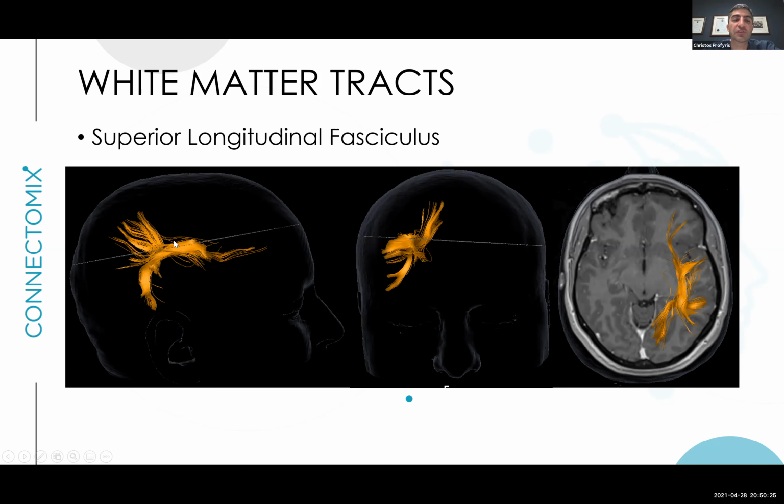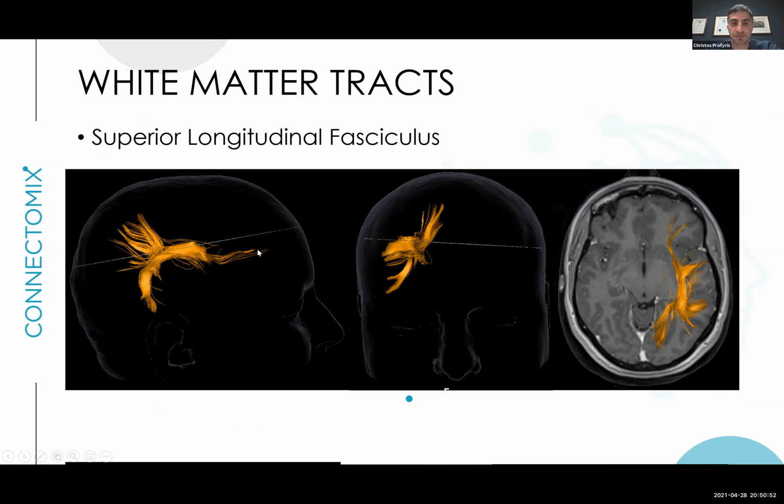SLF3. So SLF1 connects the superior parietal lobule to the premotor areas of the brain. The SLF2 connects the inferior frontal lobule to the middle frontal gyrus areas. And then SLF3 and the arcuate traverse through the frontal and parietal opercula, connecting the posterior temporal parietal area to the inferior frontal gyrus.